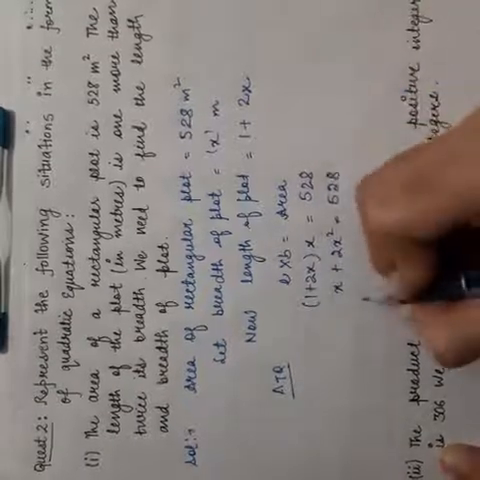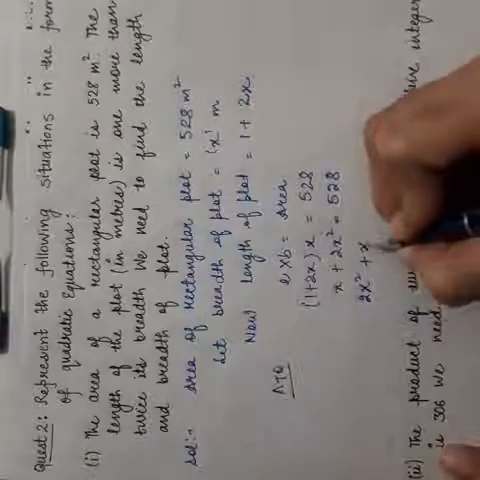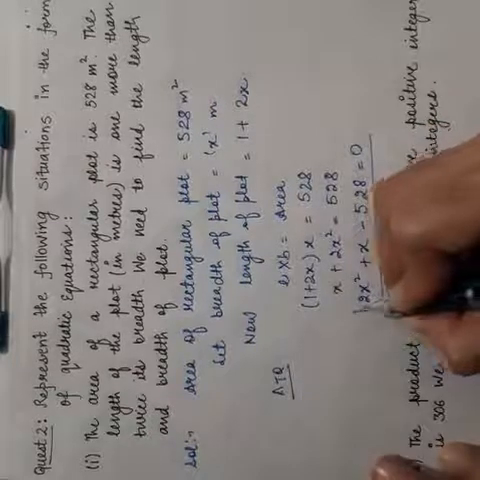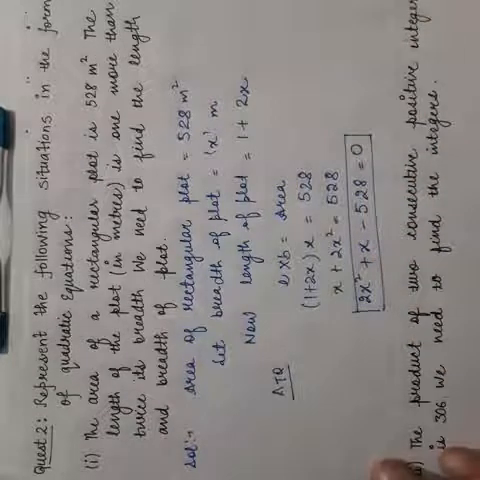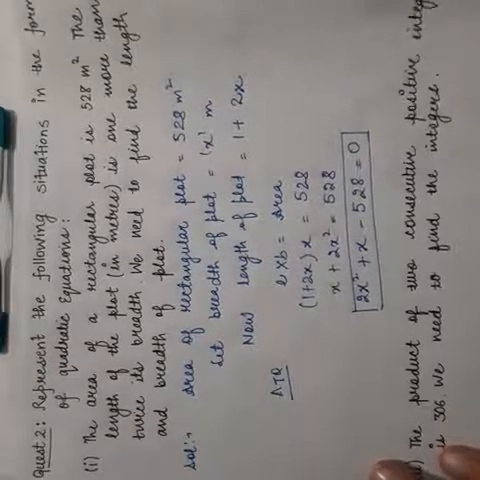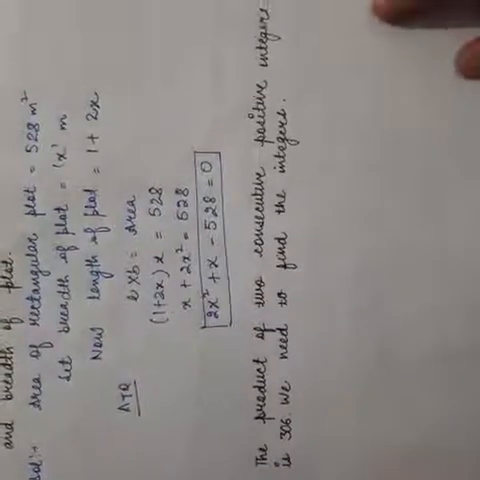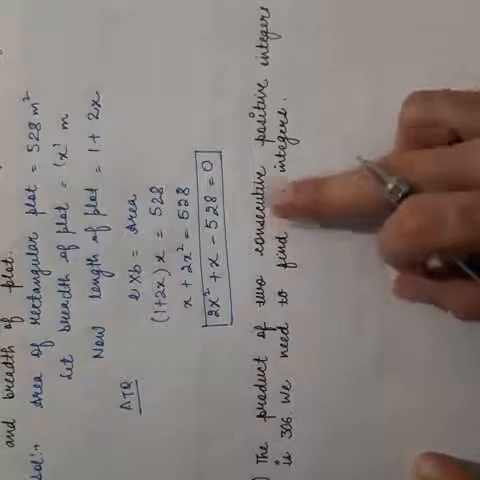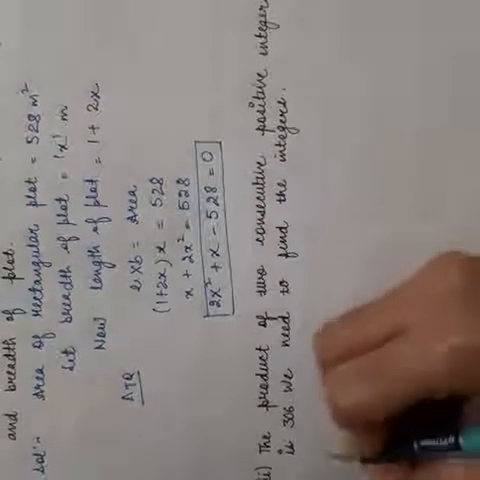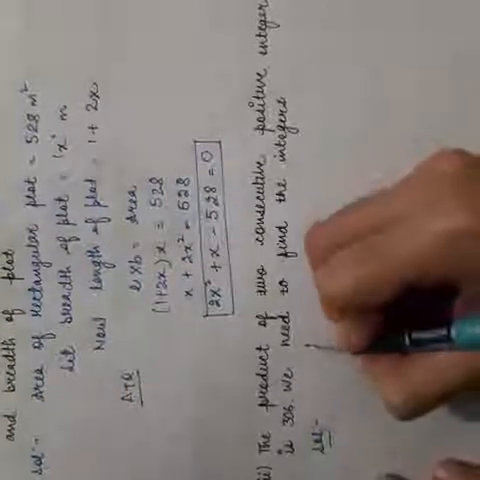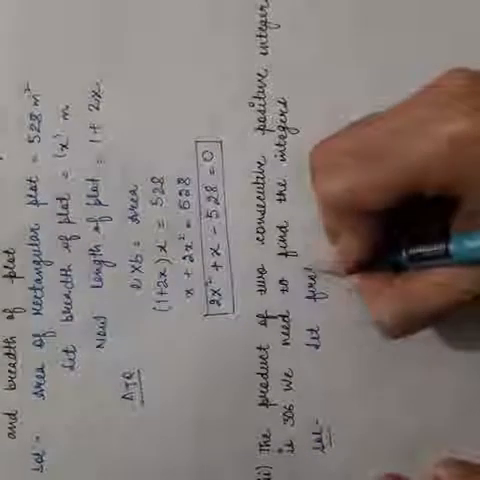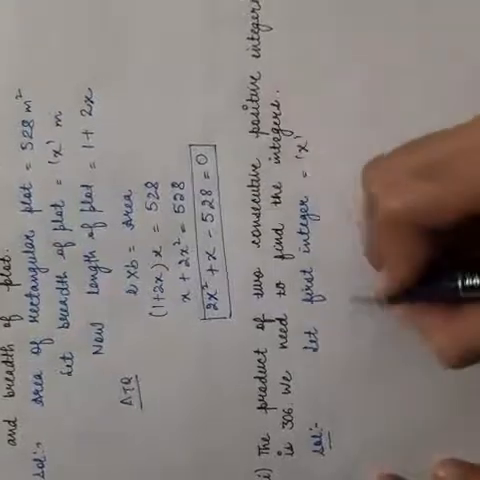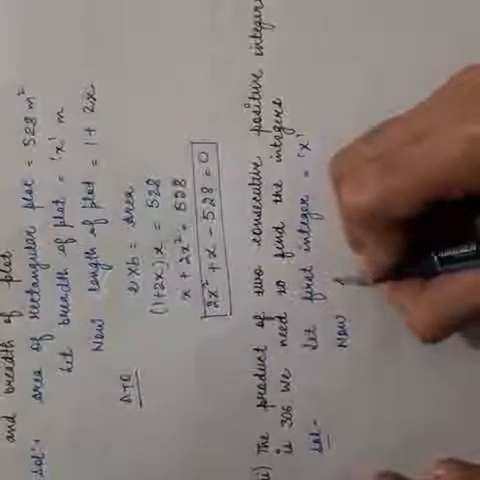So taking all the terms towards the left hand side and rearranging them, we got this as the required quadratic equation. Now same way, just go through the next statement. The product of two consecutive positive integers. Now consecutive refers to the next one. Now in this case, first of all, suppose the first integer to be x. Now second integer.